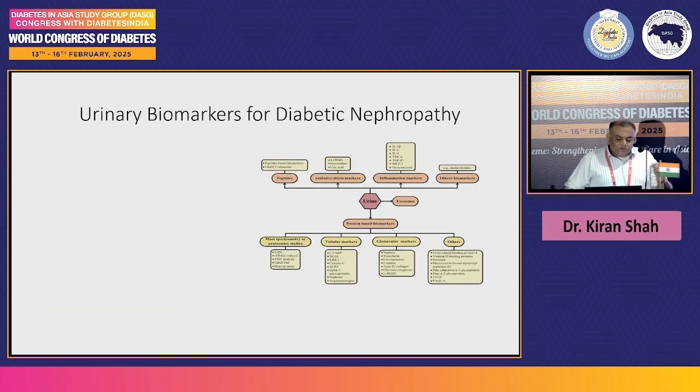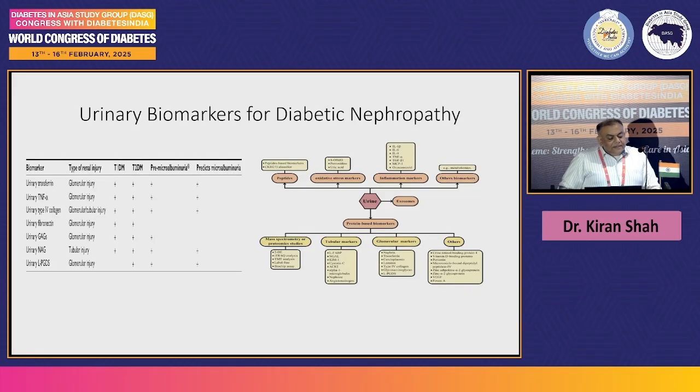And if we use non-invasive biomarkers in the urine, we can have protein-based biomarkers and peptide-based biomarkers. These are the urinary biomarkers which help us with respect to type 1 and type 2 diabetes. They are usually present even before the initial stages of albuminuria, and they can also help in predicting microalbuminuria.